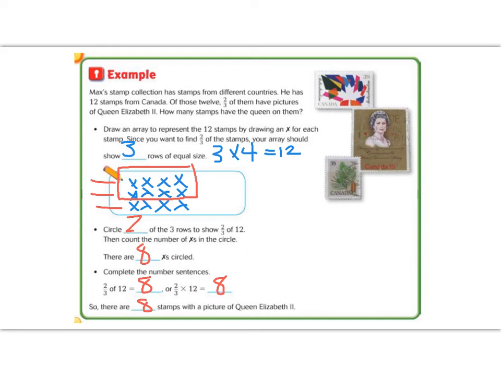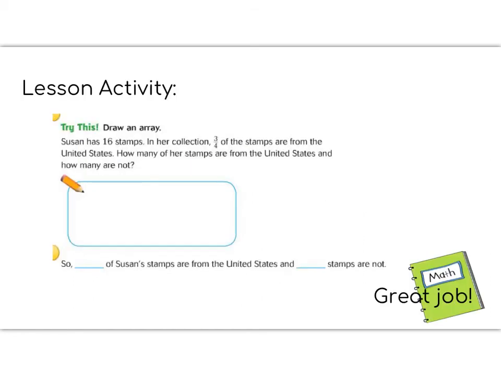Great job so far, 5th graders. A little bit down your page, if you skip the question in the middle, is the try this section. You can go ahead and do the try this section on your paper. You do not need to do it in your math notebook. Let's read and I'll get you started. It says, draw an array. Susan has 16 stamps. In her collection, 3/4 of the stamps are from the United States. How many of the stamps are from the United States and how many are not?